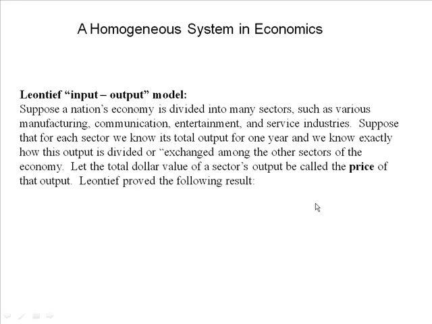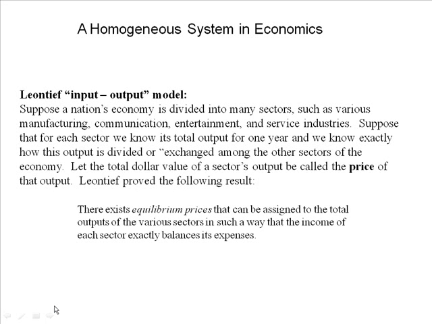Let the total dollar value of a sector's output be called the price of that output. Then we have this result that Leontief proved, that there exist equilibrium prices that can be assigned to the total outputs of the various sectors in such a way that the income of each sector exactly balances its expenses.